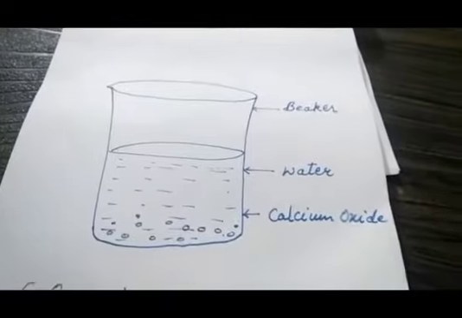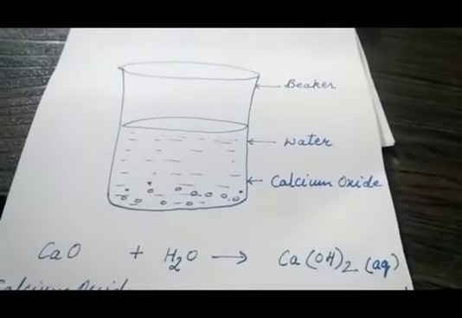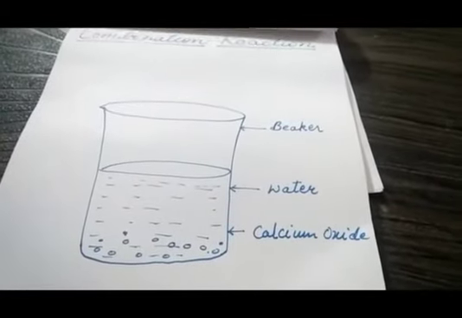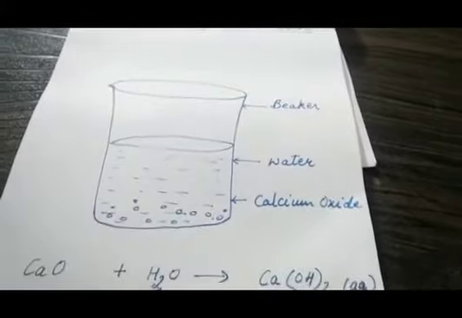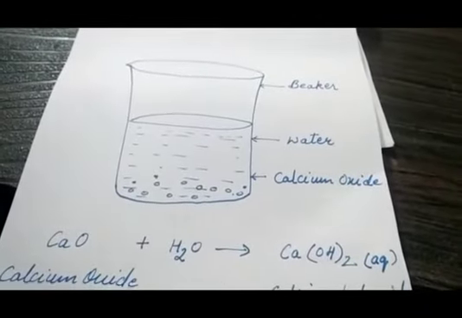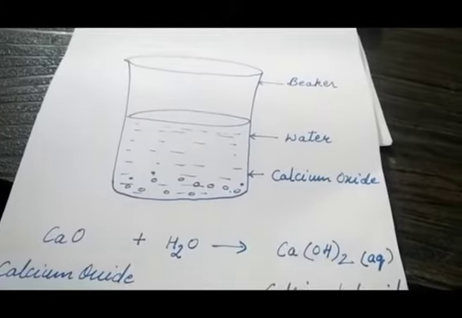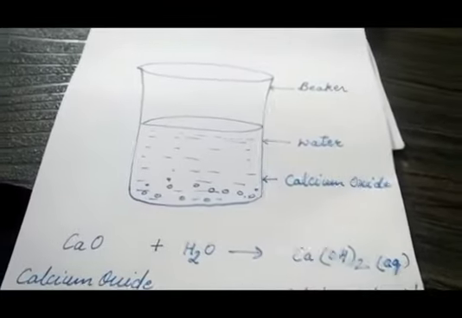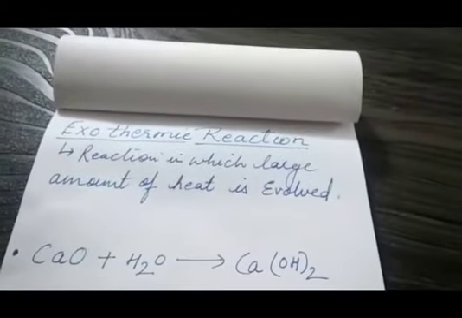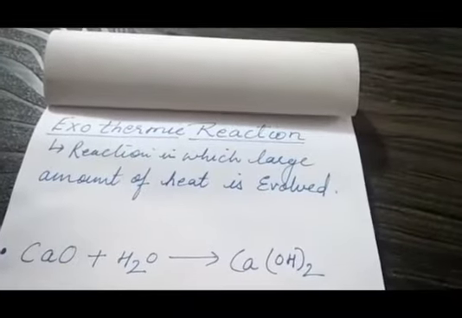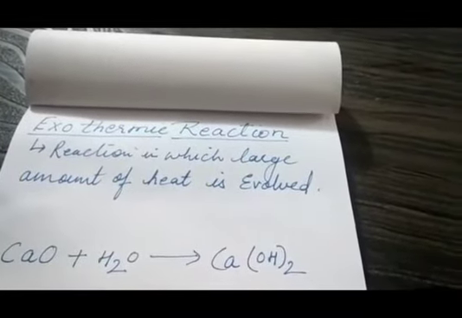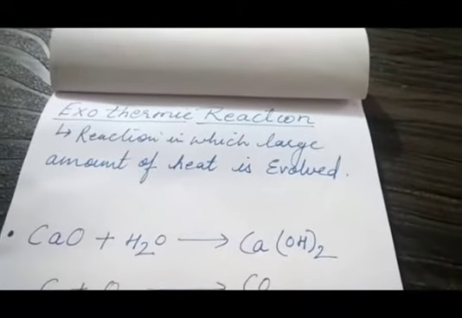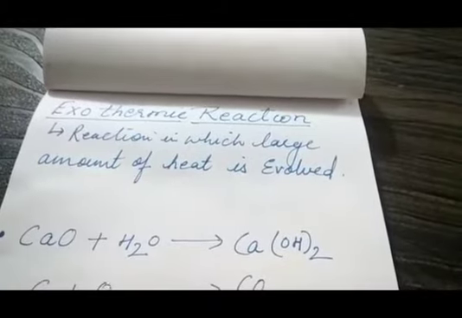In this combination reaction, when calcium hydroxide is formed, we can see that the beaker has become warm. Here we can say that when this reaction takes place, energy is released in the form of heat. Such types of reactions are also called exothermic reactions. What are exothermic reactions? Reactions in which a large amount of heat is evolved are termed exothermic reactions. So this is an example of an exothermic reaction also.